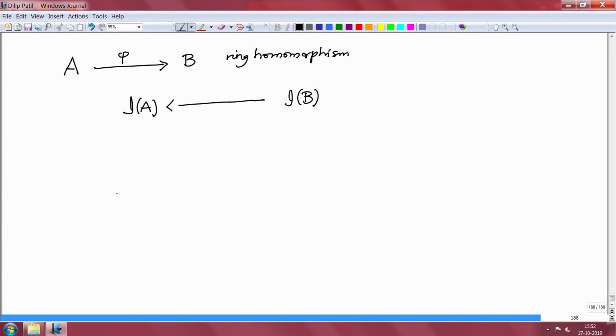This map is easier because if I have an ideal B in B, what can I do to that B? B is an ideal here, so I can pull back under this phi. So, this goes to phi inverse of B, and if this is an ideal here, this is also an ideal in A. In fact, this is an ideal which also contains the kernel of phi. Kernel of phi is phi inverse of 0.